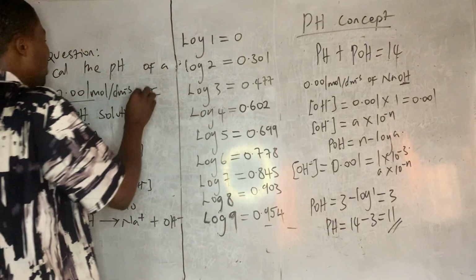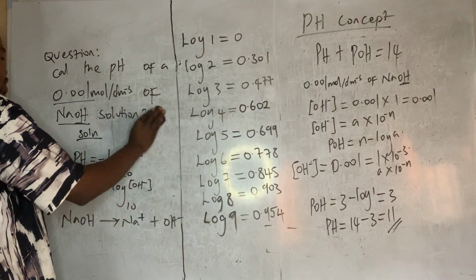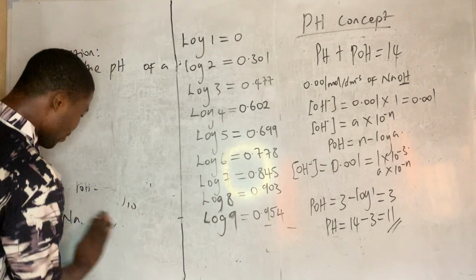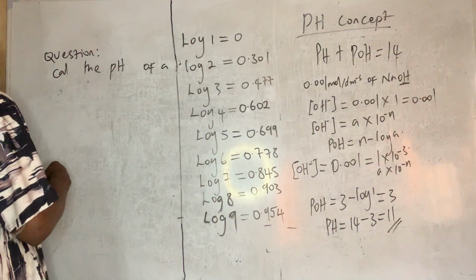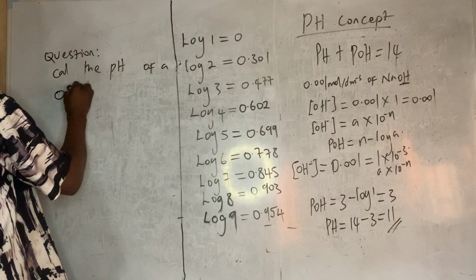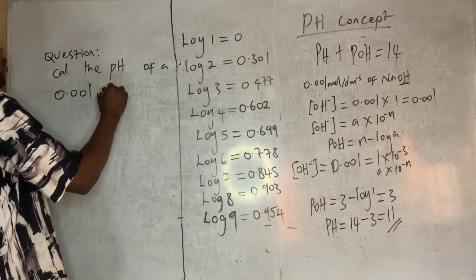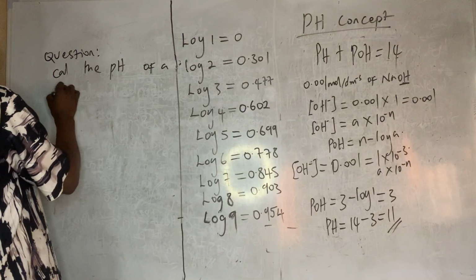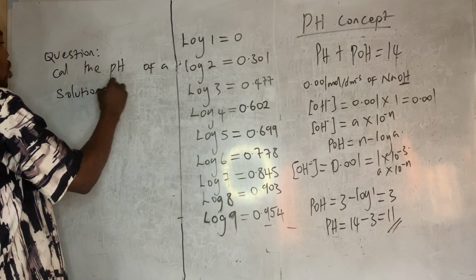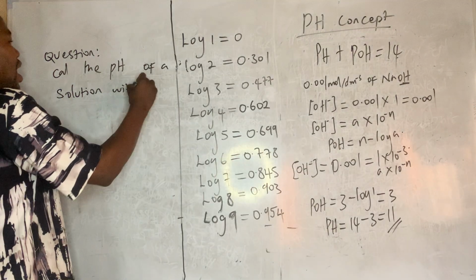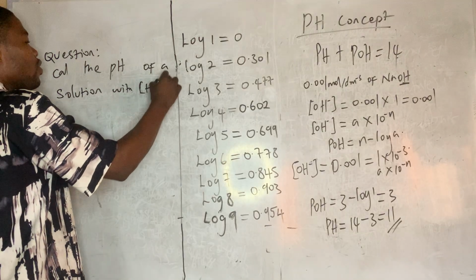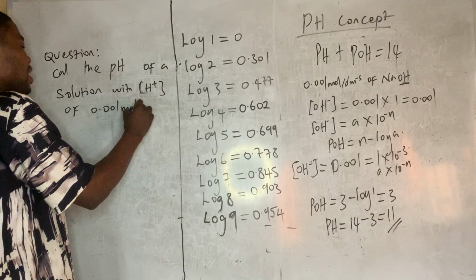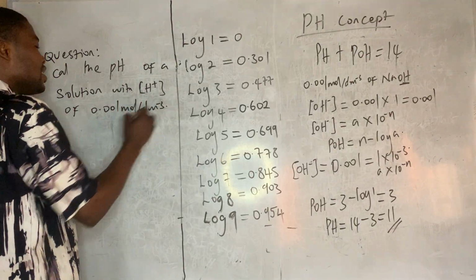I'll solve one more. This should have been the last, but let me solve one more. You see a question like this; it has also come up in the UCMS examination. Calculate the pH of a solution with hydrogen ion concentration of 0.001 mole per dm³. So how do you do this?